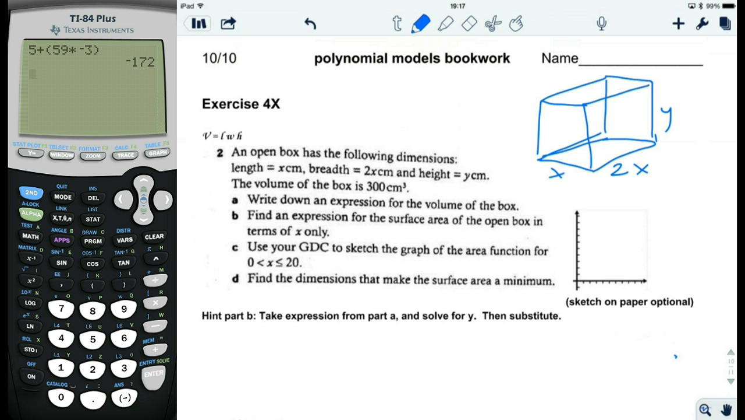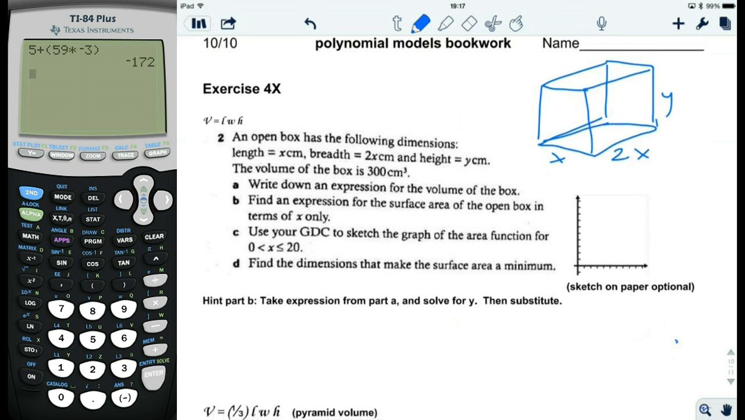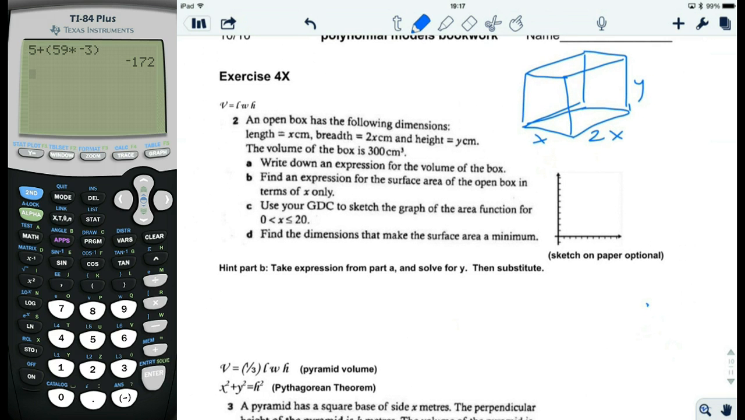Okay, and the volume of the box is 300 centimeters cubed. Write an expression for the volume of the box. You guys are experts at this now, right? So volume equals length times width times height. So it would be x times 2x times y is equal to the volume, and the volume also happens to be 300 centimeters cubed. Okay. That's A.